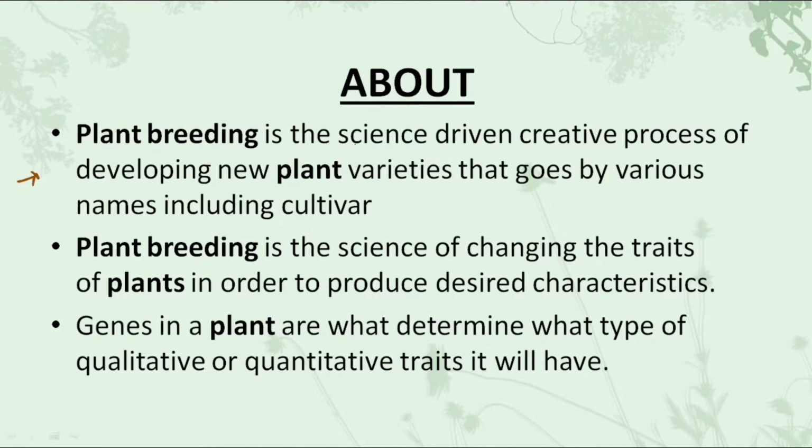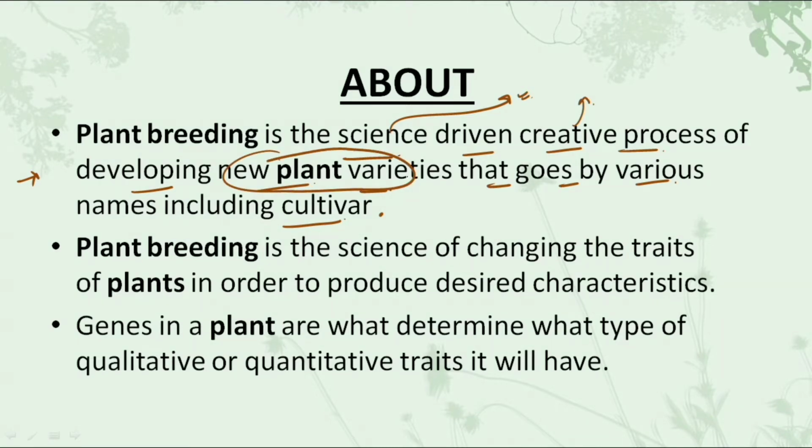Plant breeding is a science-driven creative process. It is a creative process which is supplied with scientific knowledge for developing new plant varieties that go by various names, including cultivar. So plant breeding is a scientific technique, a creative process in which we are trying to develop new plant varieties. And this complete process of formation of the various plant varieties could also be given the name of cultivar.